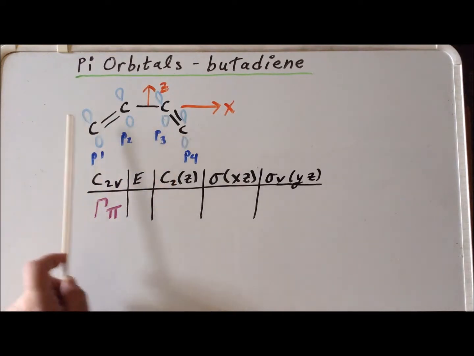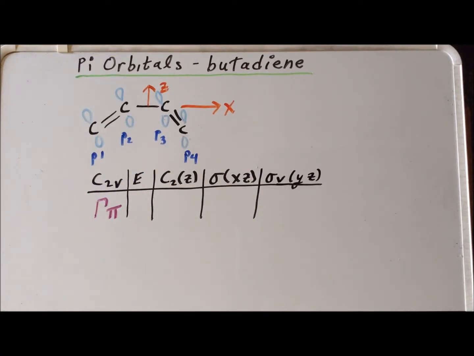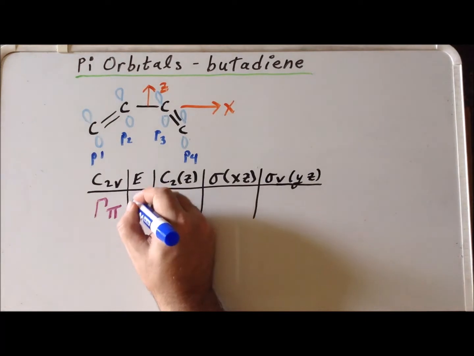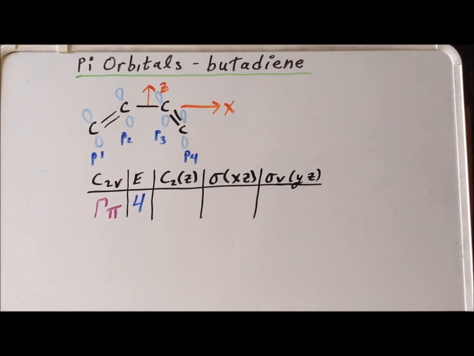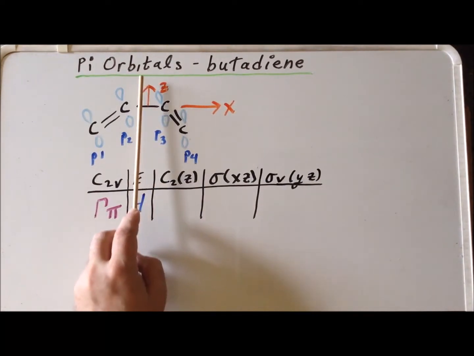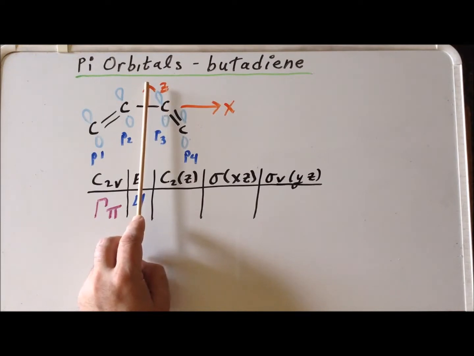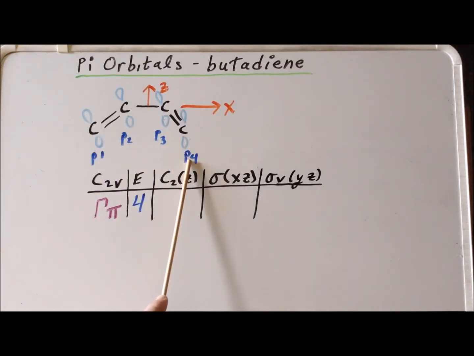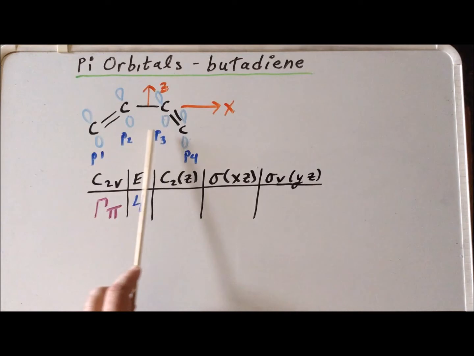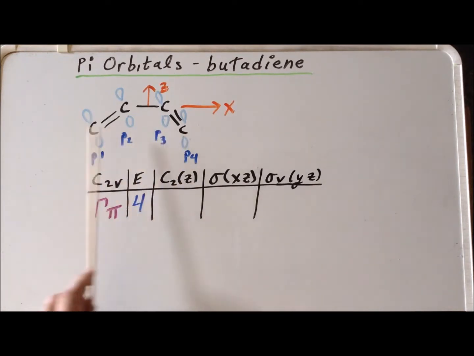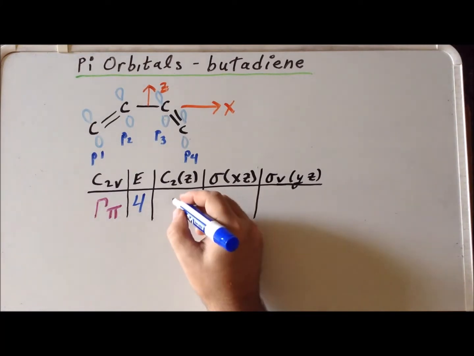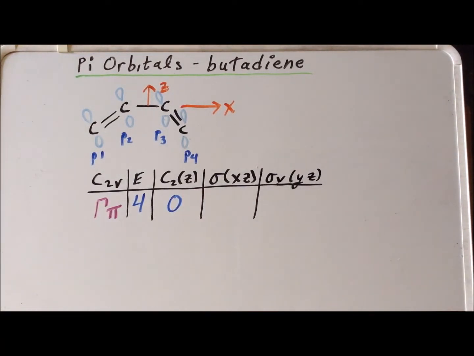That's how we find the particular character. For the E operation, each of the orbitals stays exactly where it is, so therefore our character is a 4. For the C2 operation, it's a rotation around this axis, which would take P1 to minus P4, it would take P2 to minus P3, and so on. So every single orbital would move. Since all the orbitals move, none stays put, so therefore the character is a 0.